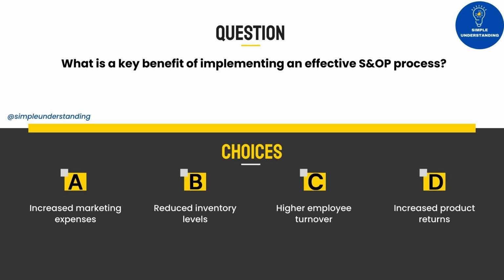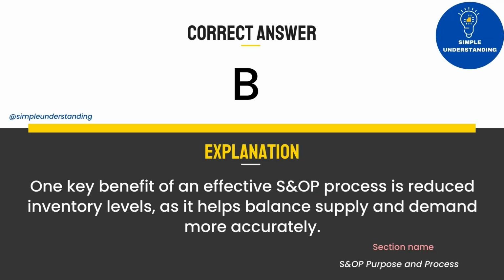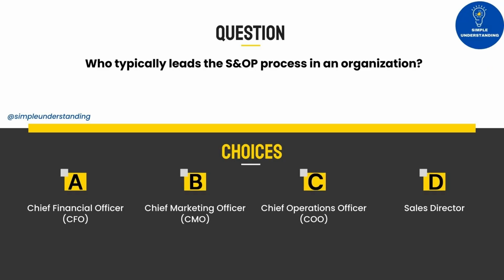4. What is a key benefit of implementing an effective S&OP process? A. Increased marketing expenses. B. Reduced inventory levels. C. Higher employee turnover. D. Increased product returns. Correct answer: B. Explanation. One key benefit of an effective S&OP process is reduced inventory levels, as it helps balance supply and demand more accurately.